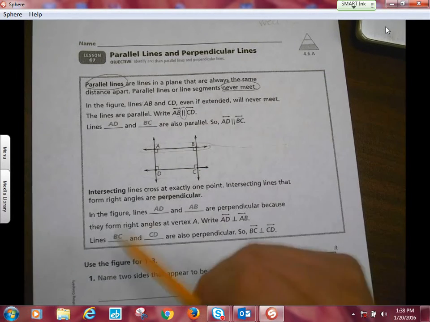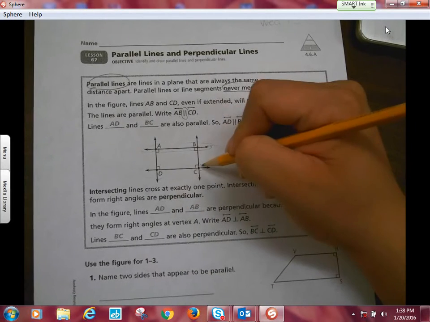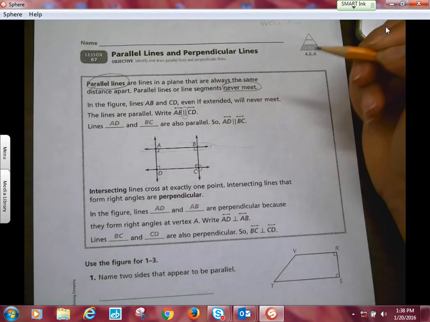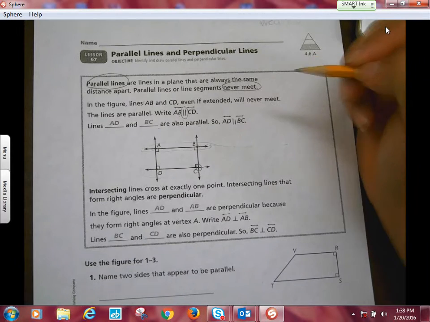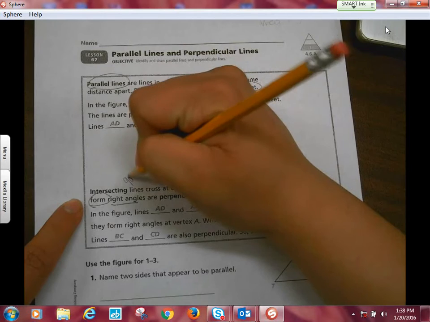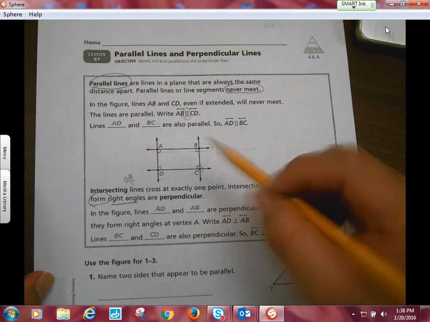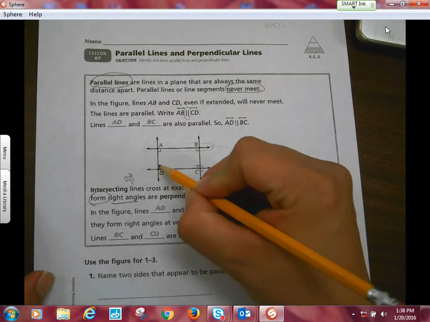If we look at intersecting lines, they cross at exactly one point. So notice line segment, they cross right there. Intersecting lines that make right angles, they make 90-degree angles, are called perpendicular. So perpendicular lines are intersecting lines that make 90 degrees.